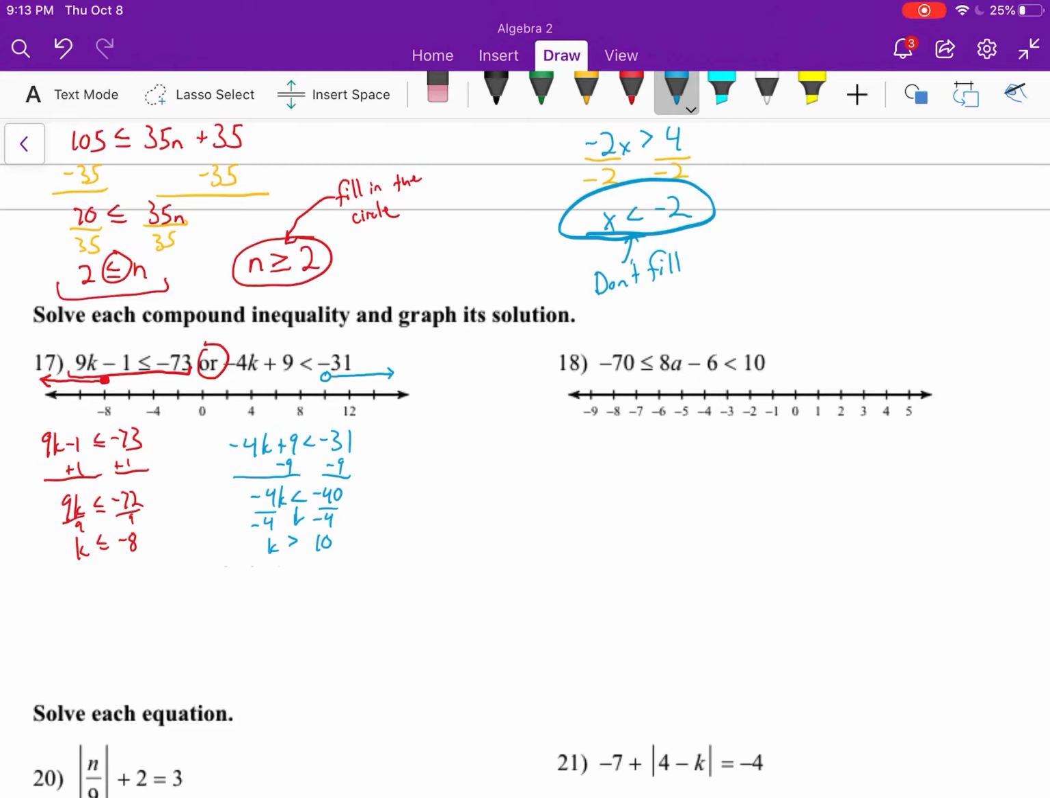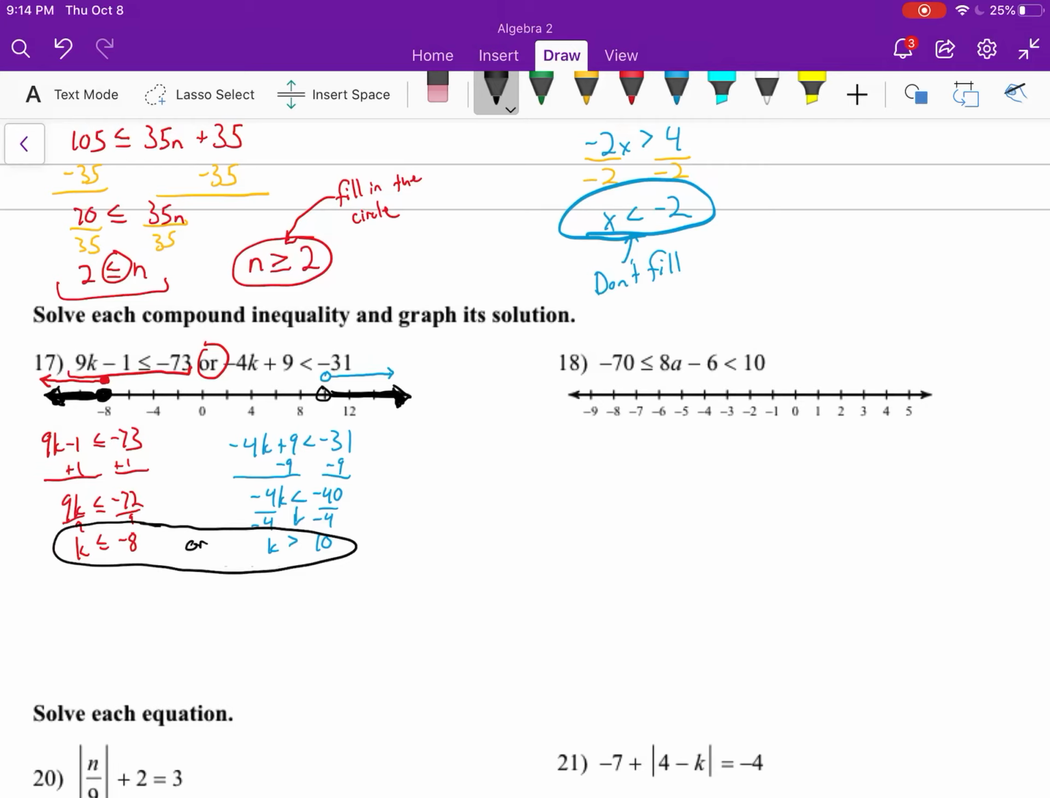Now, this is an or, so we want anywhere that's covered. So this is one of our standard cases where it's or, and it's going to be things less than negative 8 or greater than 10. Sorry, greater than 10, not or equal to for this side. So we can write or, we can circle this, and we have our graph.